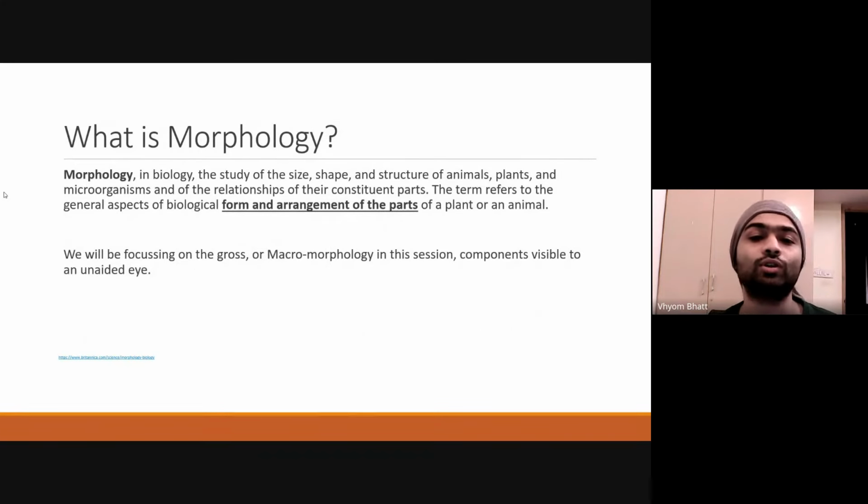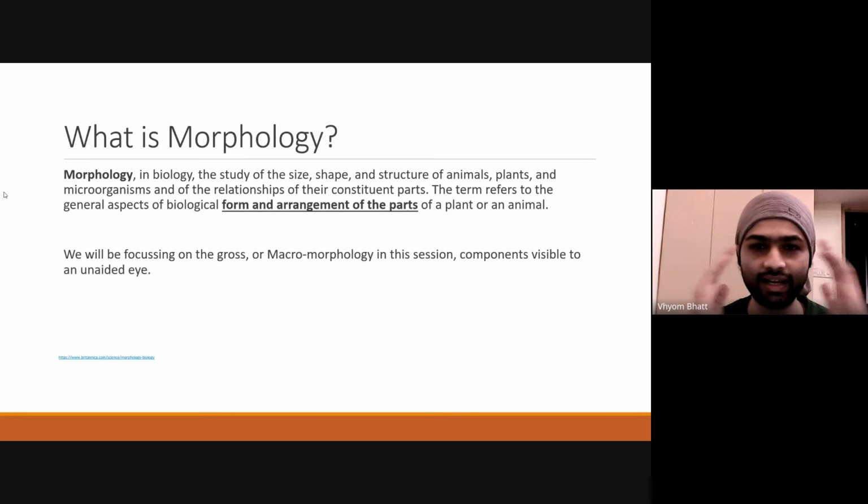Now, what is morphology? In simple terms, morphology is the study of the form and arrangement of the parts. Today we will be completely focusing on morphology in this session. One very nice way to see it is the components of a mushroom which are visible to the unaided eye, when you don't need a magnifying glass or a microscope. What you can see with naked eyes, or with specs, but without any other tool which magnifies the world for you.